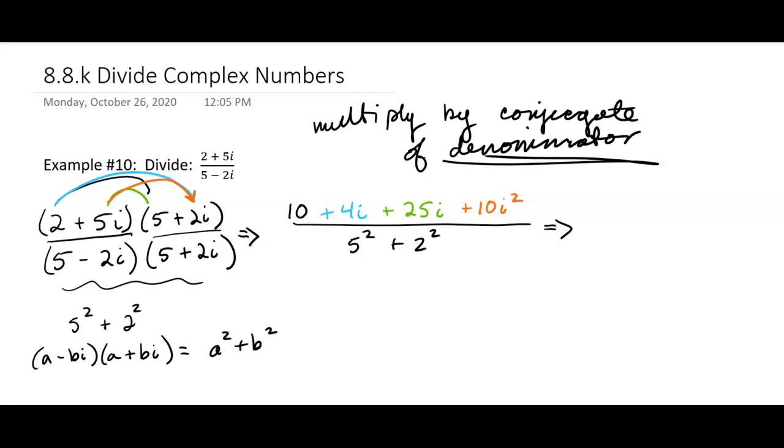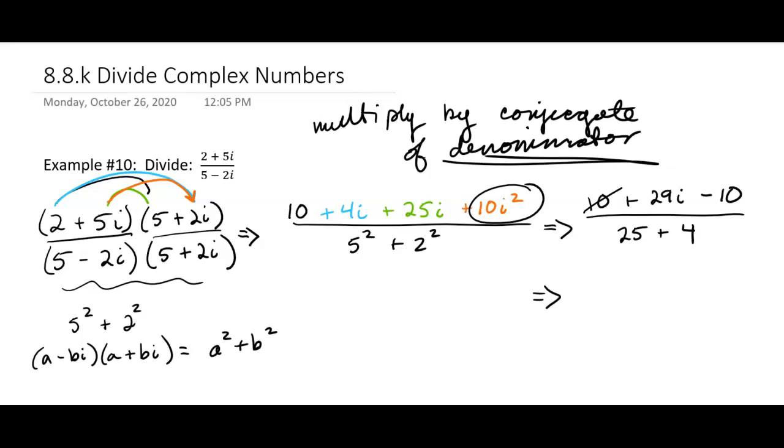Okay, so in the numerator, what do we have? We have a 10 plus a 29i minus 10, right? Because that i squared is going to be a negative 1, so that's going to make it a minus 10. In the denominator, what do I have? 25 plus 4. Okay, now we still have to simplify. So in the numerator, the 10s cancel out, 10 minus 10, right? So I get 29i over 29.